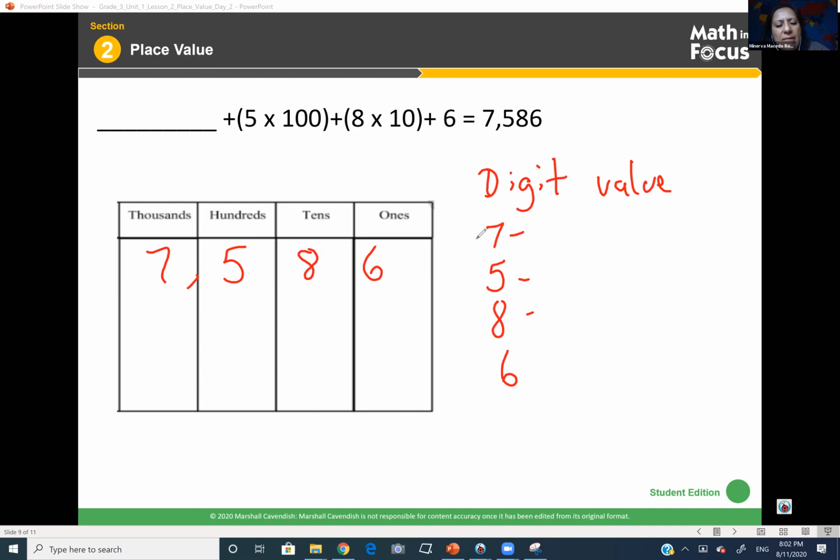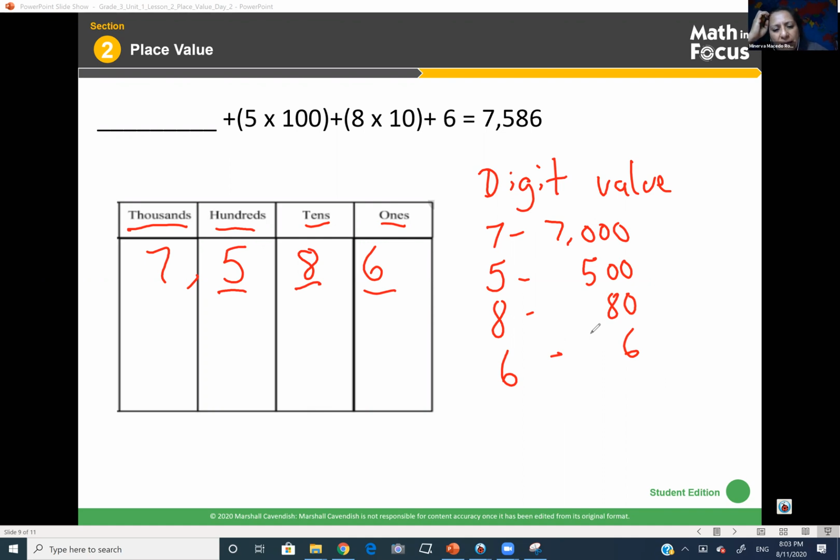So I know that the 7, because it's in the thousands place, is going to be 7,000. The 5, it's in the hundreds place, so it's going to be 500. The 8 is in the tens place, so it's going to be 80. And the 6 is in the ones place, so it's going to be 6. So those are the values of the digits.